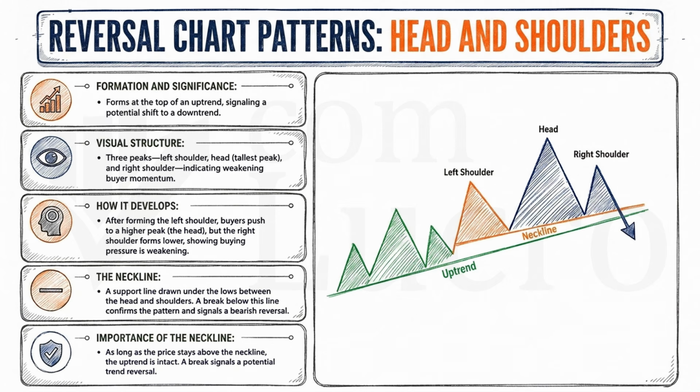This formation is visually distinctive because it consists of three peaks. The first peak forms the left shoulder, the middle and highest peak forms the head, and the third peak forms the right shoulder. The left and right shoulders are generally lower than the head. They do not need to be perfectly equal, but they should create a recognizable structure around the higher central peak. To understand this more clearly, let us look at how the formation develops.